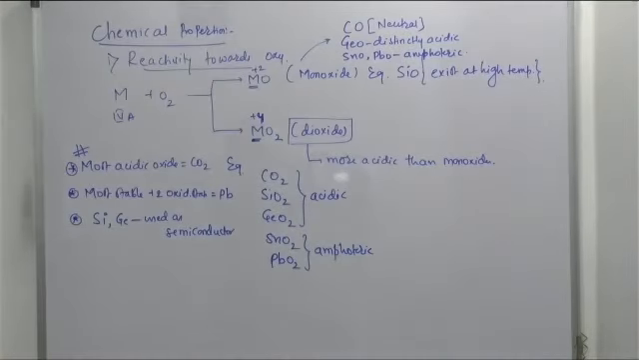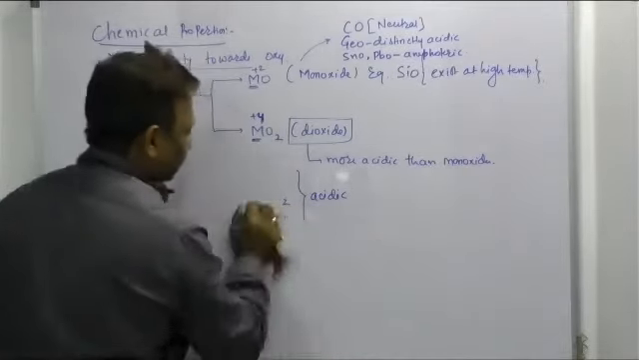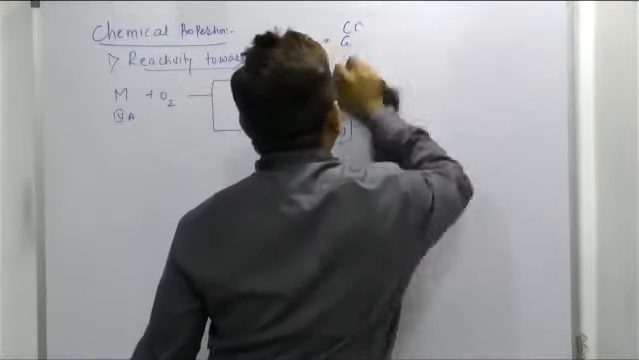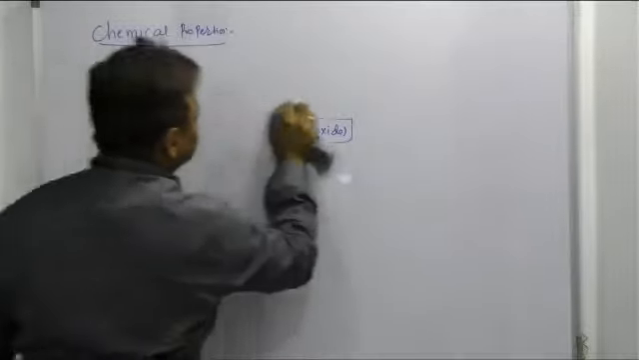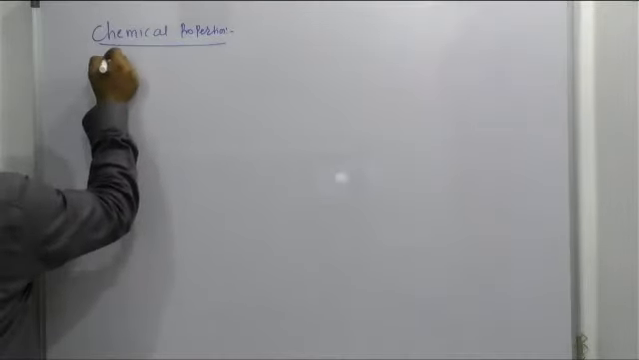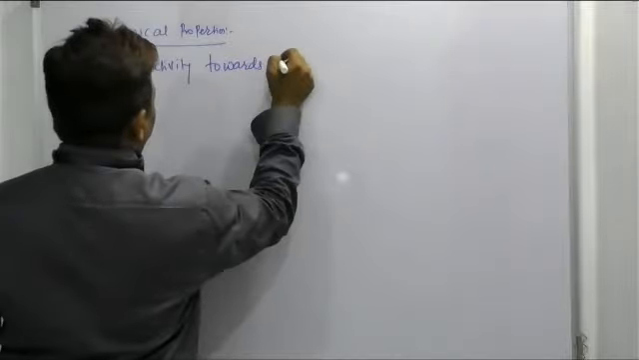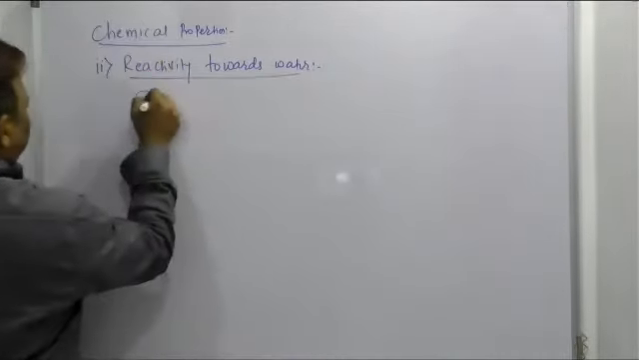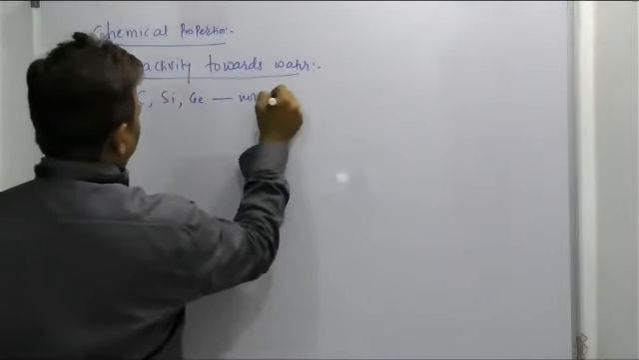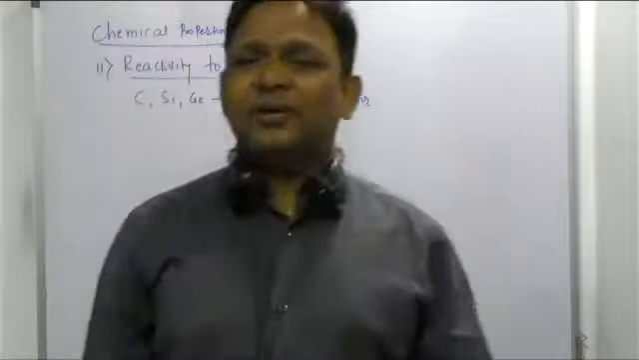So next we'll go with reactivity towards water and then reactivity towards halogen. Now we'll check the first, reactivity towards water. How can these elements react with water? But you know these first three elements, carbon, silicon, germanium, are not affected by water.